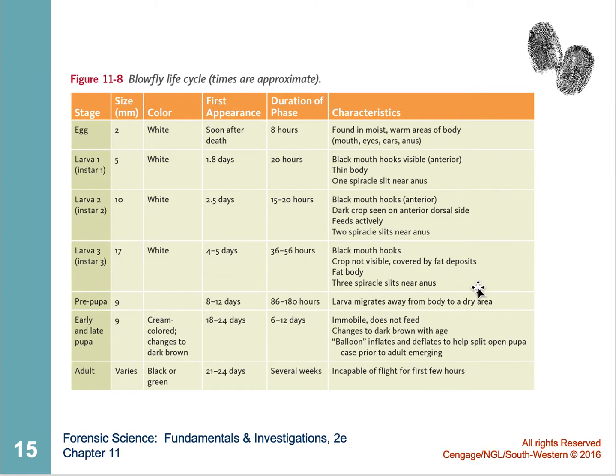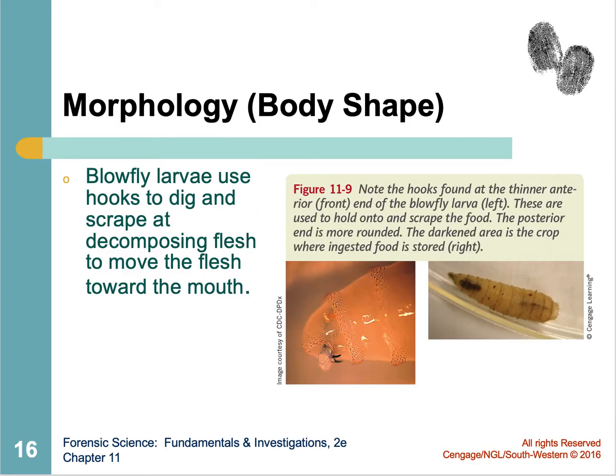But here's a chart. You will need to know this. You will be asked questions on your quiz about the different instars or larvae, prepupa, and finally adult, as far as size, color, appearance, duration of the phase, how long it takes, and characteristics. That is what you need to look at and understand. Make sure you either print that out or write that into your notebook.